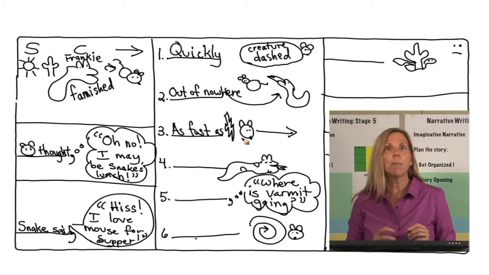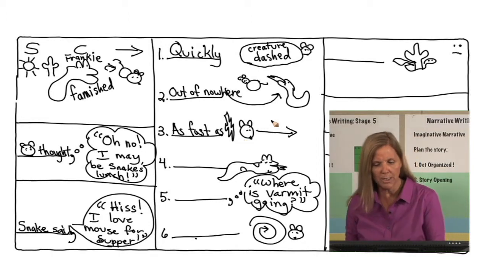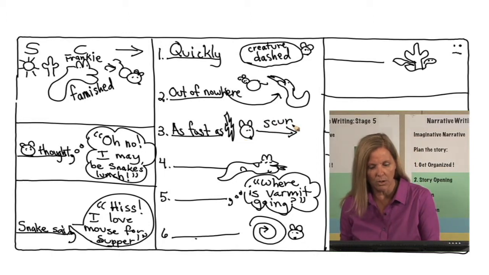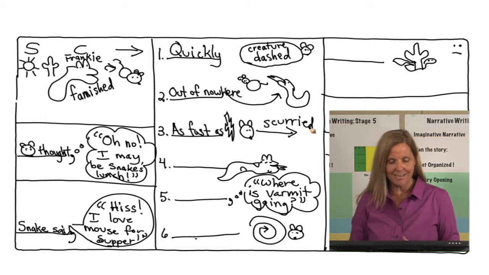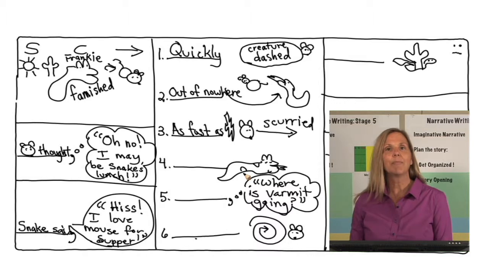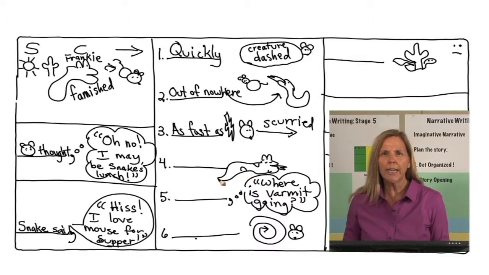As fast as lightning, mouse scurried away. Ooh, let's put scurried there. We know that's a good word. As fast as lightning, mouse scurried away so he wouldn't be eaten. Let's go to the next one. We have snake. What's snake doing here? Snake is really upset. You know what? Instead of even getting to the action, let's plan our transition. So who's doing the action here?